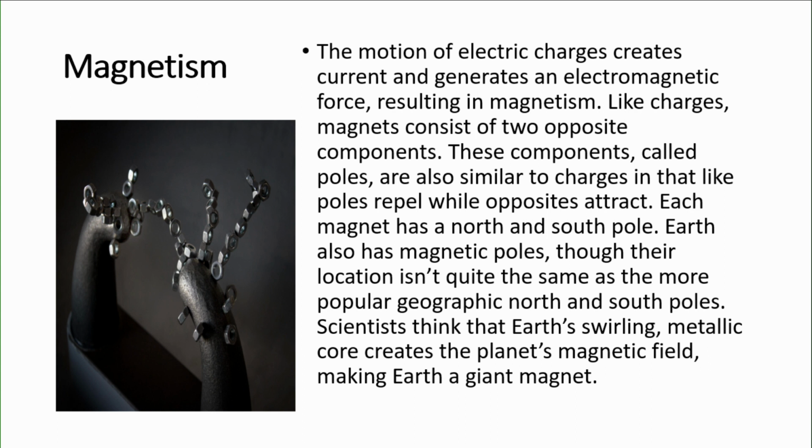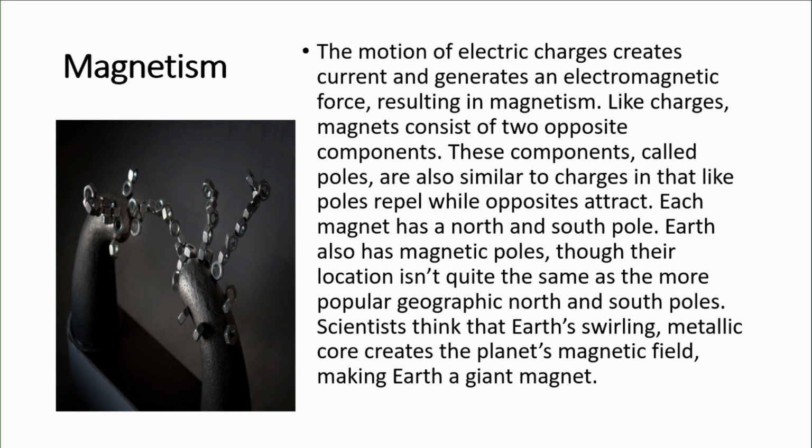A magnet consists of two opposite components. These components are called poles, and they are also similar to charges in that like poles repel while opposites attract. Each magnet has a north and a south pole.